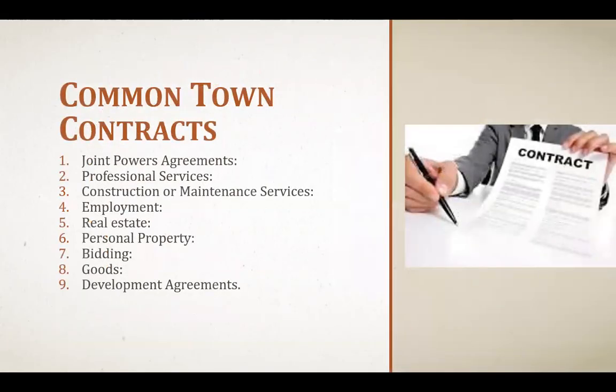Just common town contracts. If we look at these things, the town contracts for just about everything. Any action that the town is going to do, a town will probably have to contract for. So this includes joint powers agreements, professional services, construction or maintenance services, employment, real estate, personal property, bidding goods, development agreements, and the list keeps going on. So when a town is making an agreement with somebody, just remember that it probably falls under one of these contract issues. So the town is going to have to follow the different restrictions, guidelines, or processes that we'll talk about later.